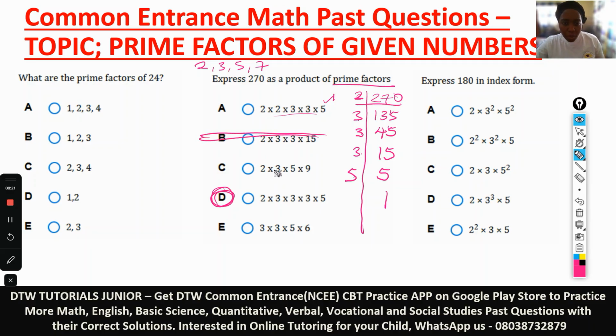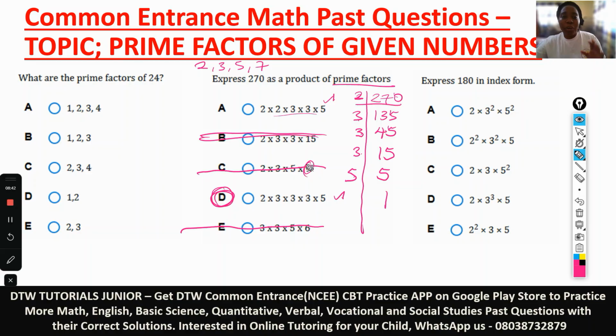Let's go here. We have 2, 3, 5, 9. 9 is not a prime number, so we cancel it. All right. So this is what we got earlier on. So all these are what? Prime numbers. Now go to E. You have 3, 3, 5, 6. 6 is not a prime number, so it can never be the answer. So our answer will now be between this and this.